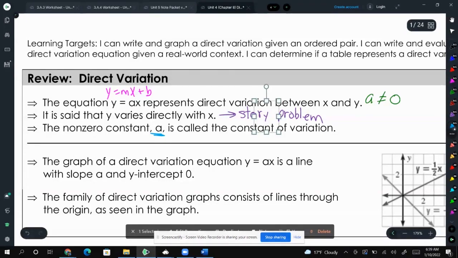But if we compare that to y equals mx plus b, we see that your a value is just your slope. So when I ask you for that constant of variation, it's just a fancy way to ask for what is the slope here. So you can go about it the same way.